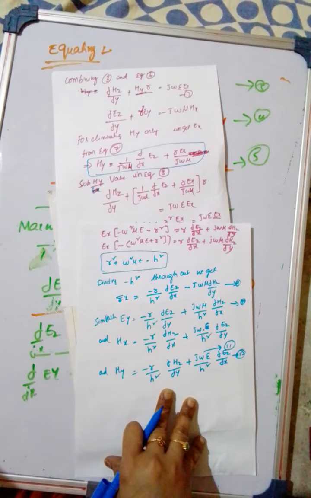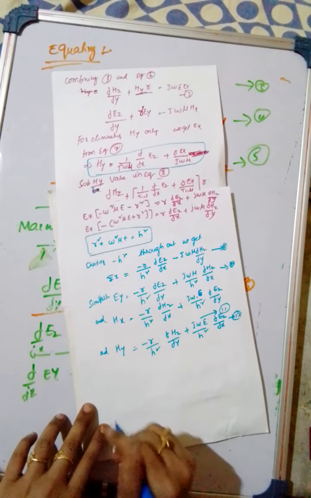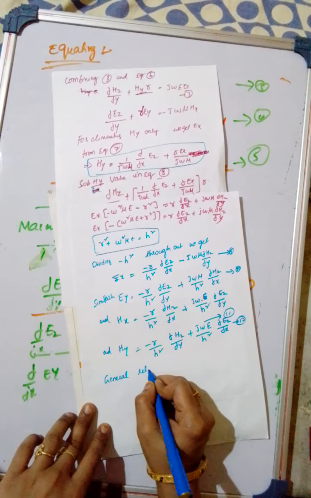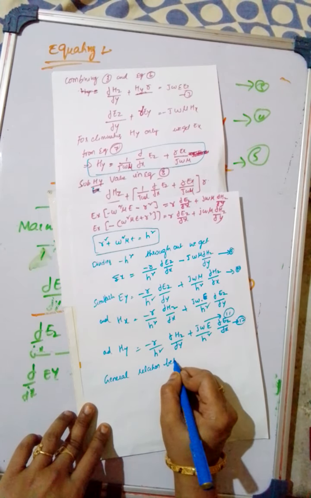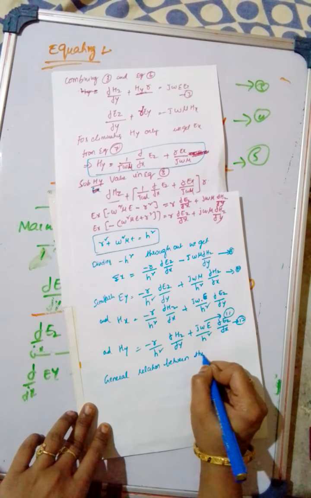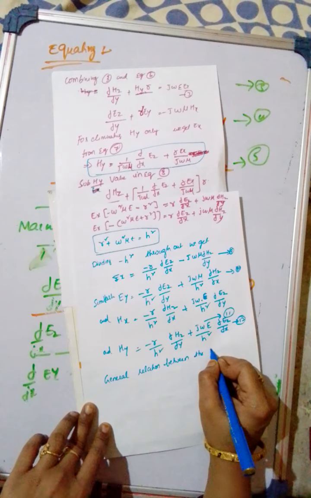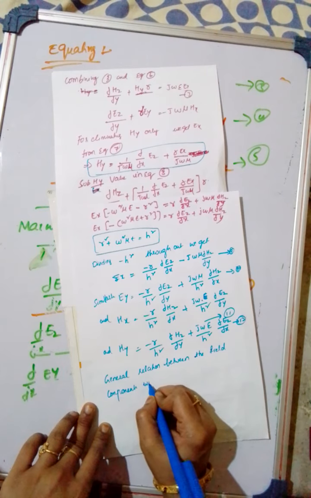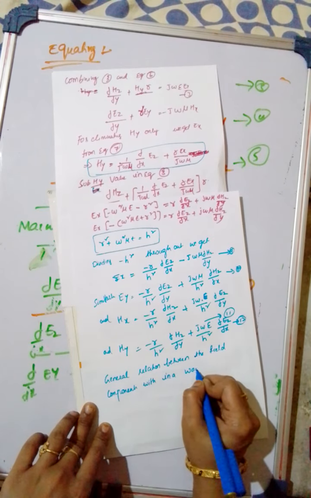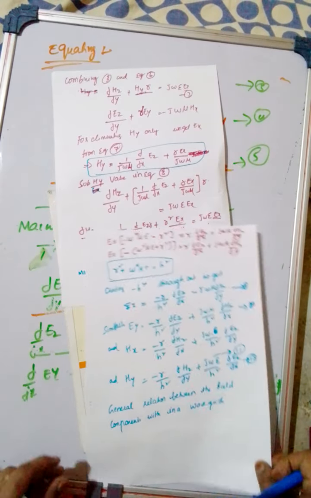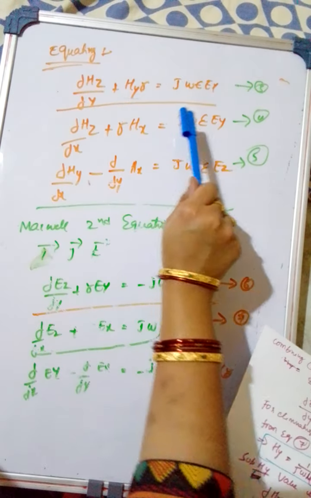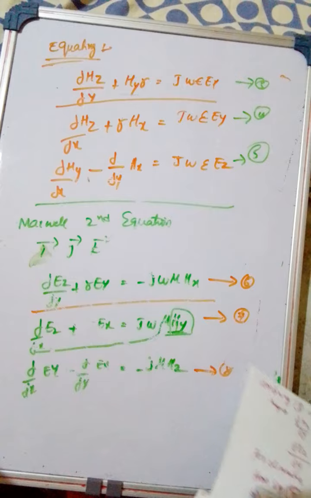These equations give a general relationship between the field components within a waveguide. See, here what we all discussed, we found two equations. From the Maxwell's first two equations, we will get all the six equations.